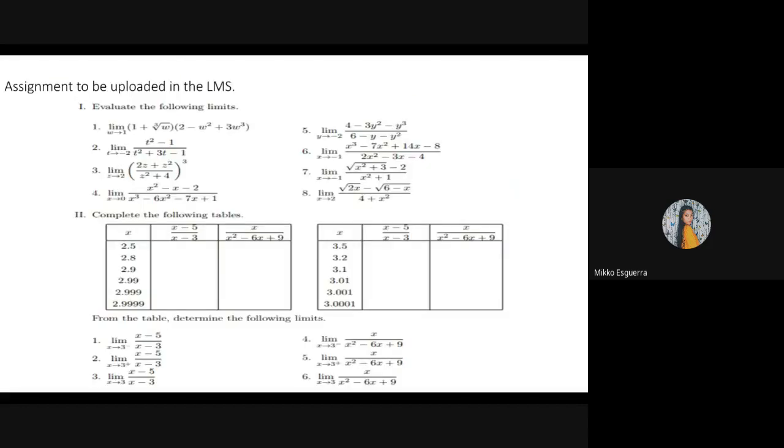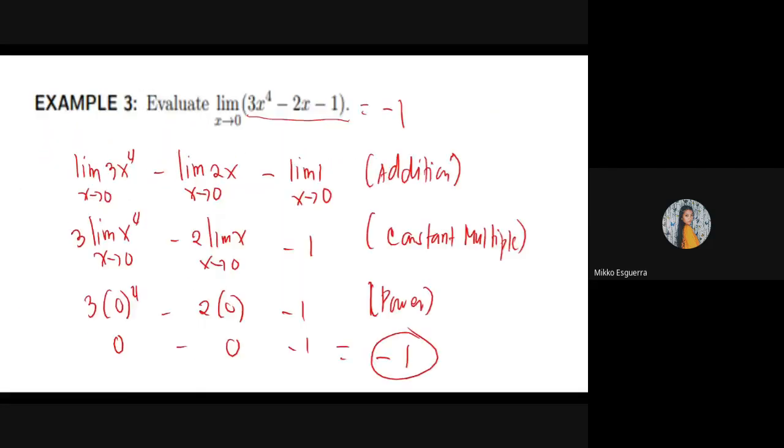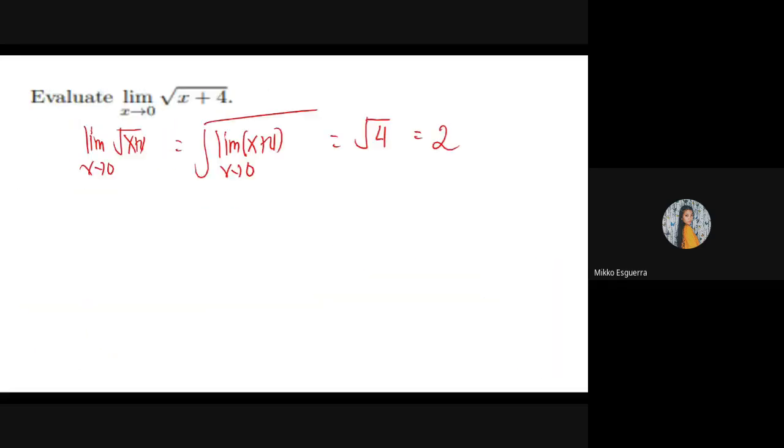This is the assignment to be uploaded in the LMS. Now, for test 1, evaluate the following limits. You have to show there, 1 to 8, the theorem, just like the first solution that we have. I need to see what theorem you used. Is it addition, constant, power, and so on. And then I'll send it later.